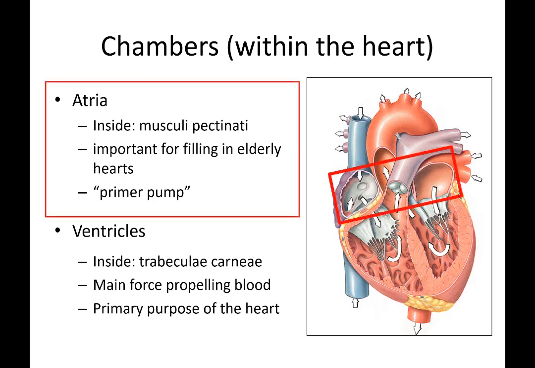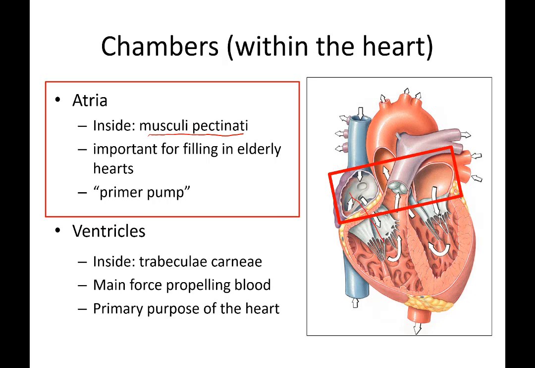So let's go into more detail with regard to the atria. Inside the atria, the arrangement of muscle fibers is known as musculi pectinati. The atria will contract and force blood down into the ventricles right before the heart contracts, in the early stages of the heart cycle. It is important for filling in elderly hearts. However, in younger folks, it does not contribute a considerable amount to their cardiac output. It's known as the primer pump.